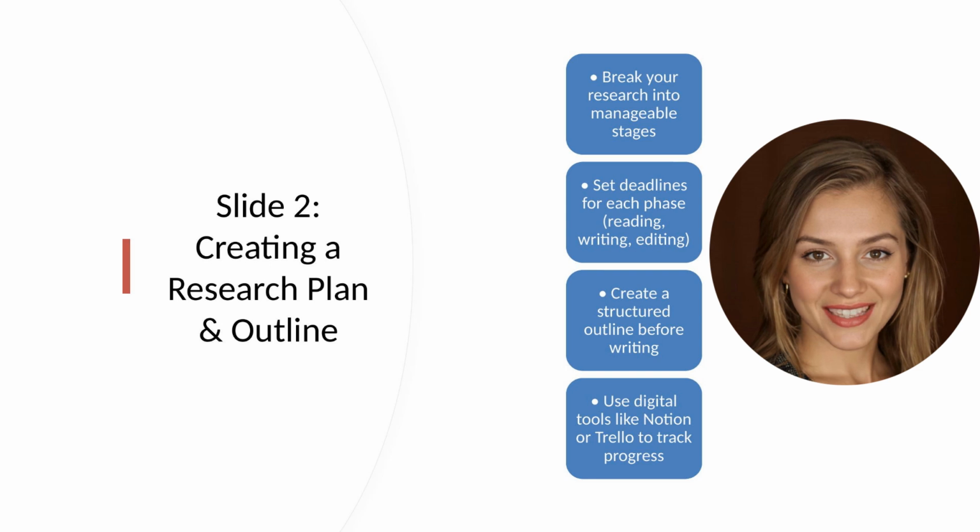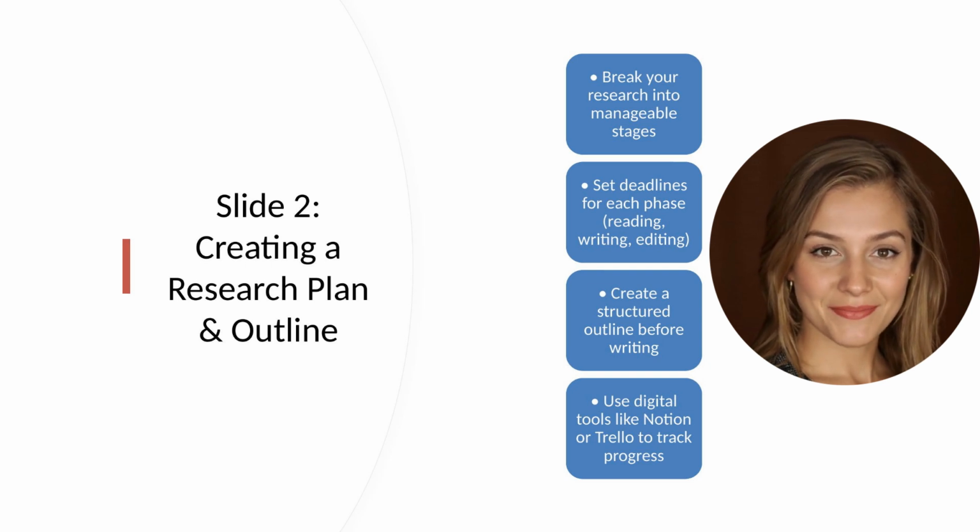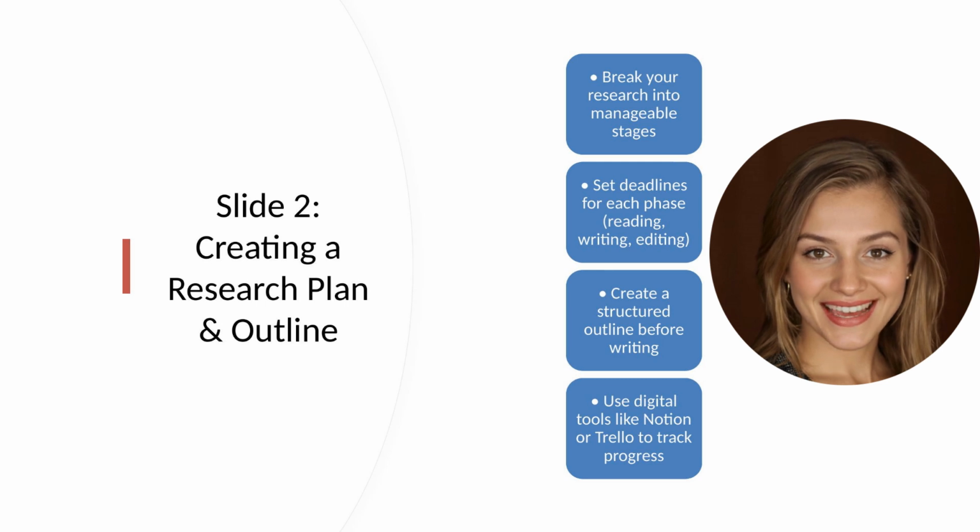Digital tools like Trello, Notion, or even simple checklists can help you stay accountable and track your progress. The key is to treat the paper like a mini project, with goals, tasks, and timelines. A clear plan ensures you work efficiently and keep your writing focused and on point.